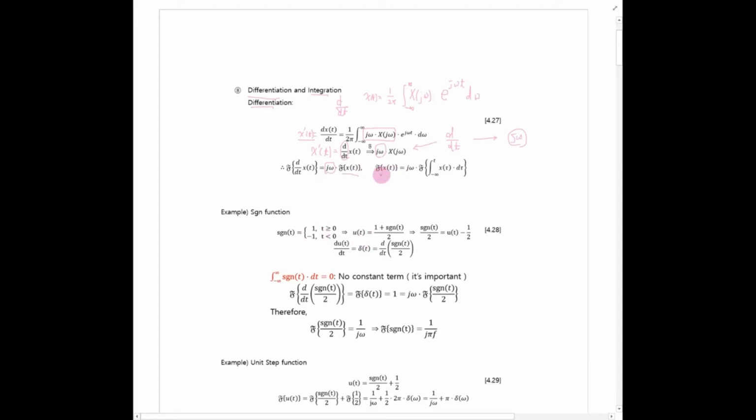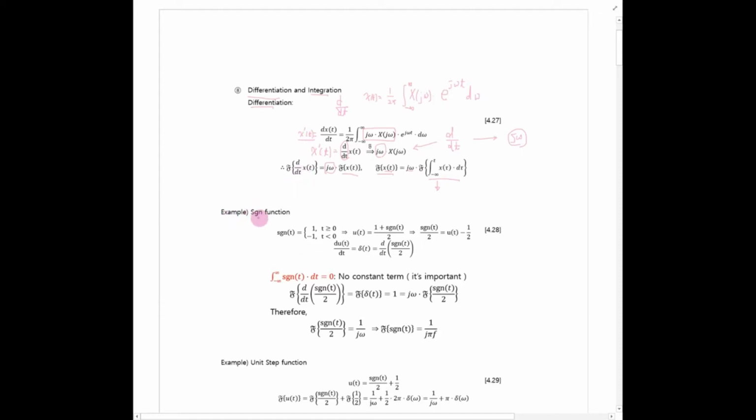Another one you can express: the Fourier transform of this one is j omega times the integration of x(t). So if you take the derivative of this one, that will become x(t). So we talked about the Fourier transform of differentiation.